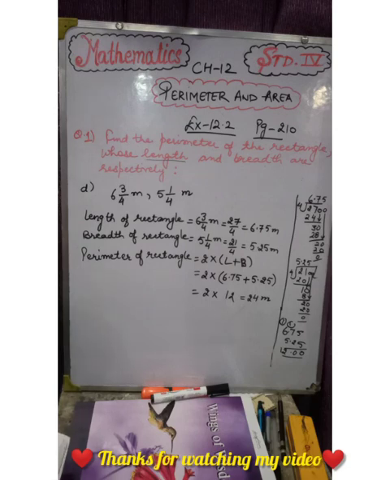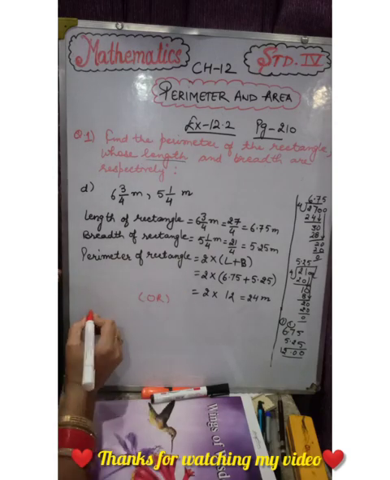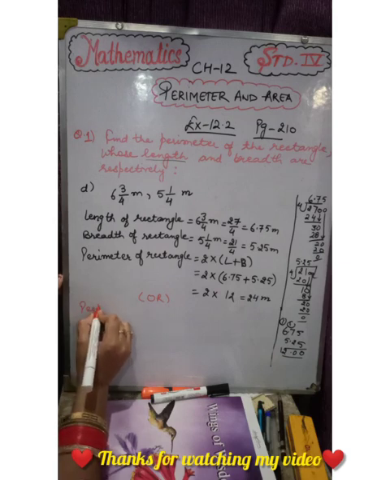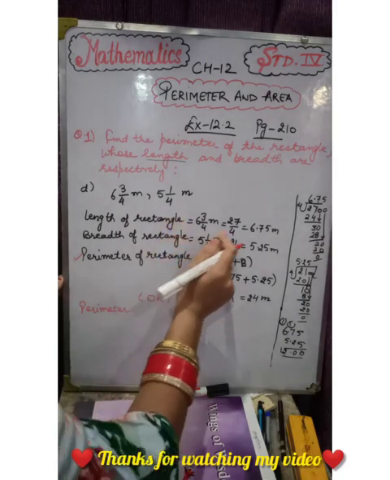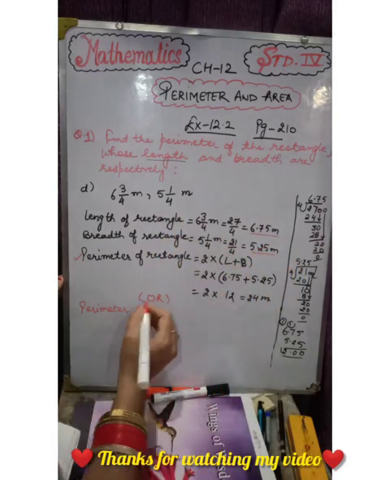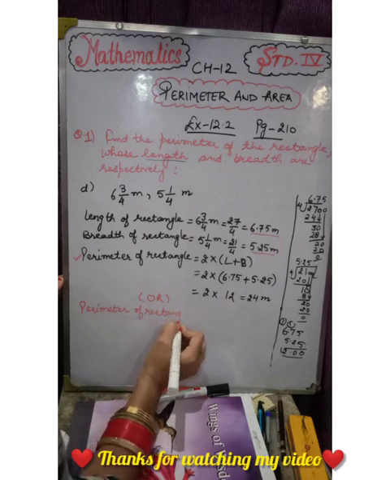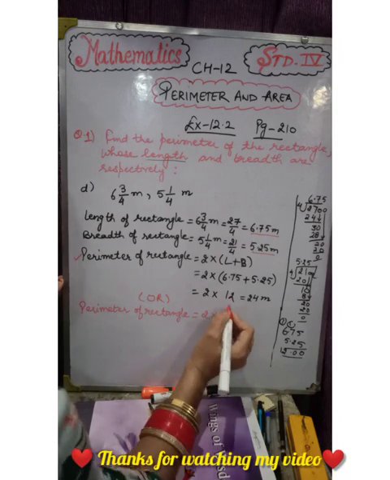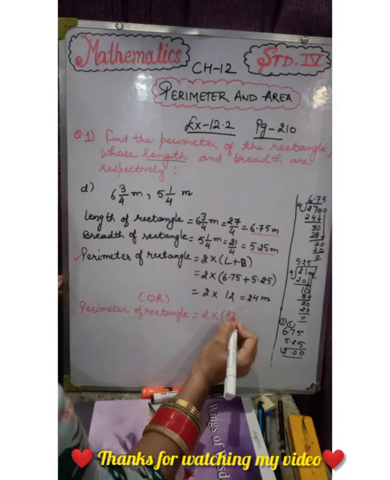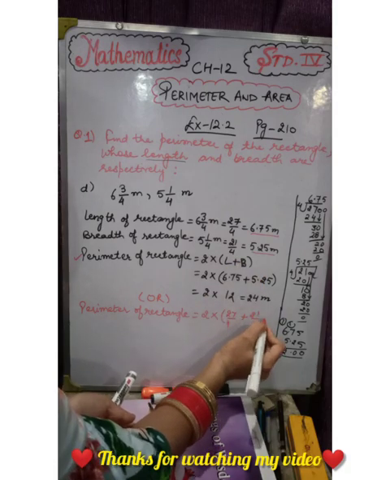There is one more method to do this sum. If you don't want to convert it into decimal form, how will we do it without decimal? I will start from here only. Rest everything will remain same. No need to do these parts. Perimeter of rectangle is 2 multiply length is 27 by 4 and breadth is 21 by 4.